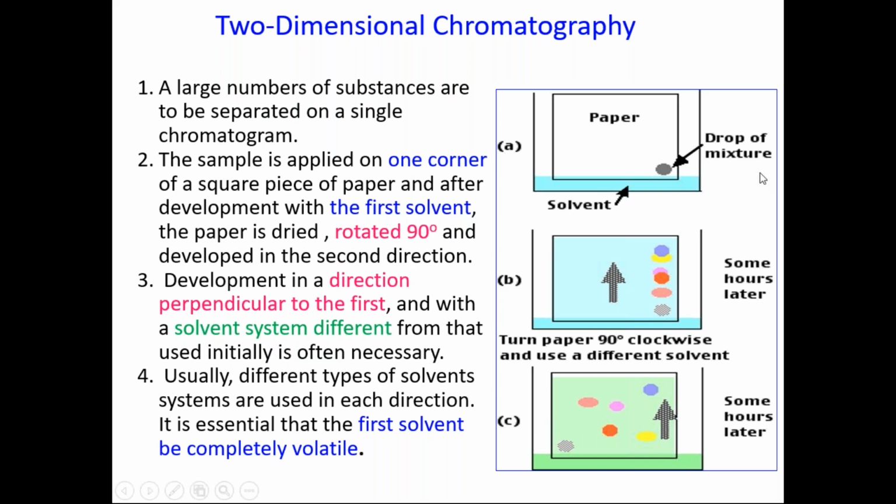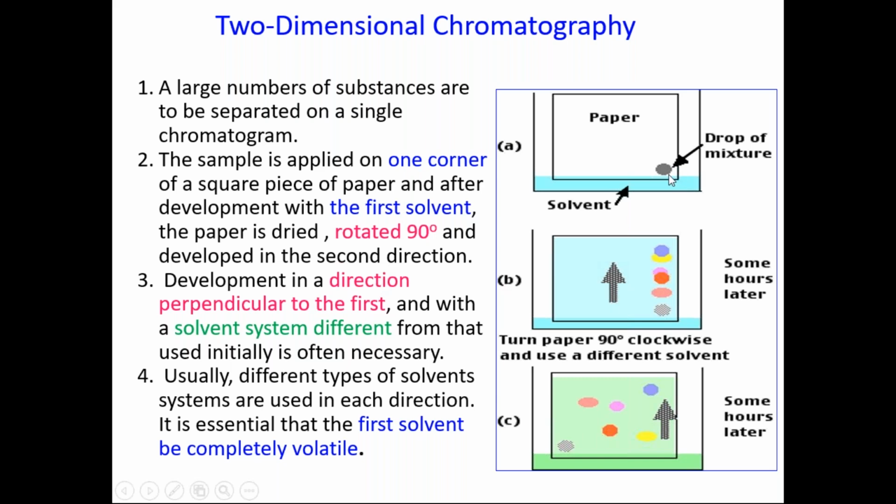So here in the standard paper, you spot the analyte and you run the chromatography in the ascending or descending mode in one direction. Allow the solvent, that is what is shown in B. After the solvent front has moved to the edge of the paper, dry the paper, evaporate all the solvent, and then rotate the paper exactly 90 degrees and develop it in the second solvent.